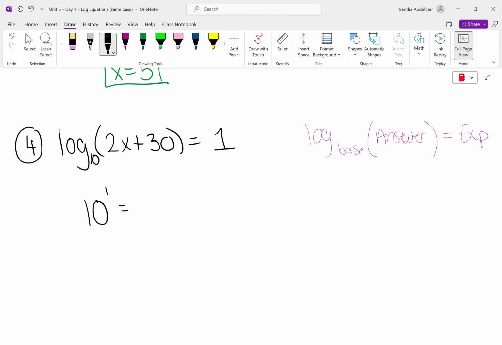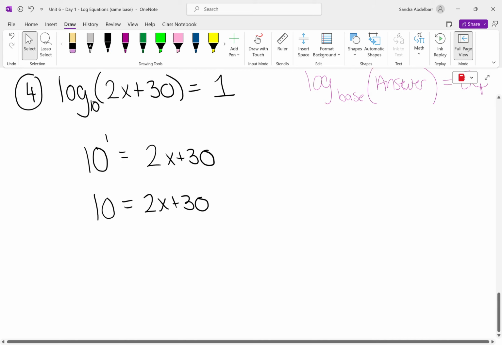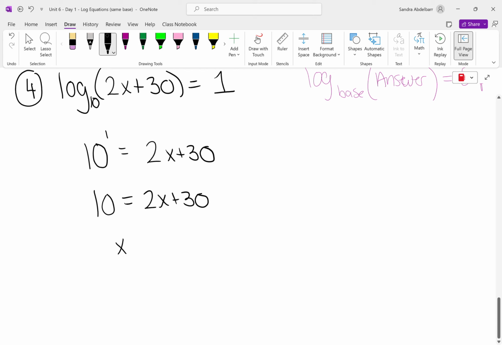So what does this mean? It's 10 to what power equals 2x plus 30. So we have 10 is equal to 2x plus 30. Now we solve, and we are going to get x is equal to negative 10. This is not going to be rejected. Why is this not going to be rejected? Because x is not our argument. What is our argument? No, it's not 10. The whole quantity of 2x plus 30 is our argument.